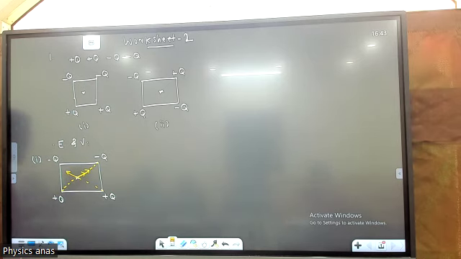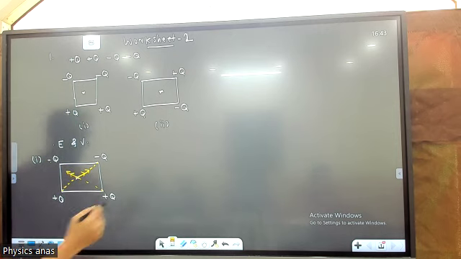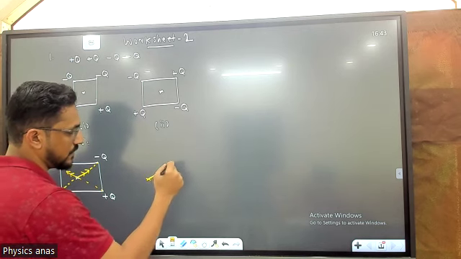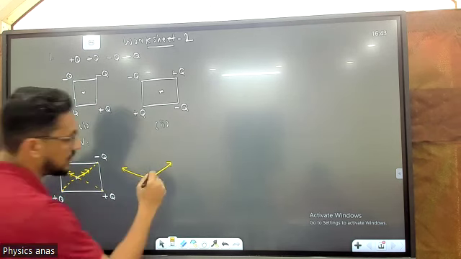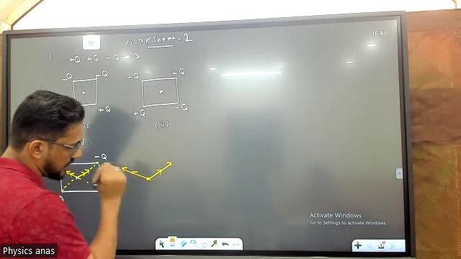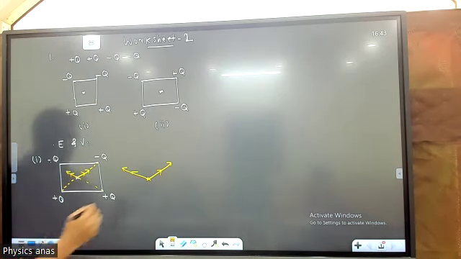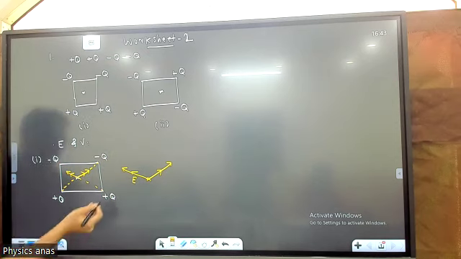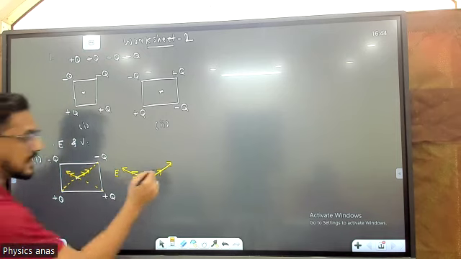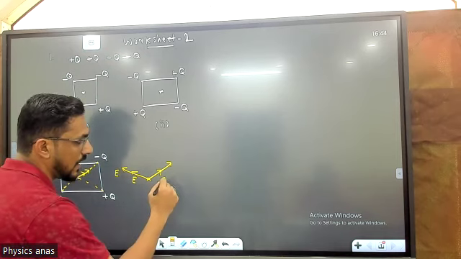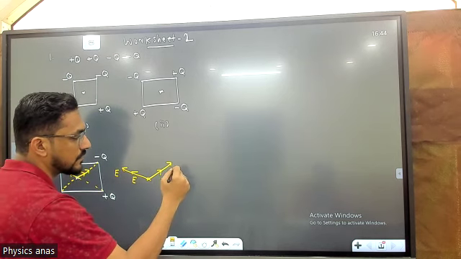Right? Towards the charge. And what about this one? The electric field due to this minus q will be towards the charge, again like this. I will draw it here. It is like this, right? And this is the exact figure. This is the electric field due to this plus q, this is the electric field due to minus q, this is the electric field due to this plus q, and this is the electric field due to minus q.